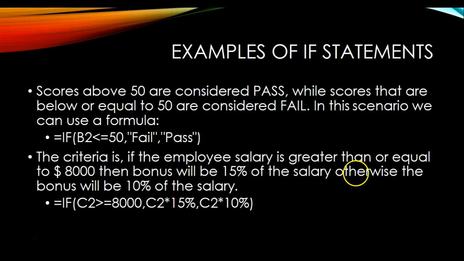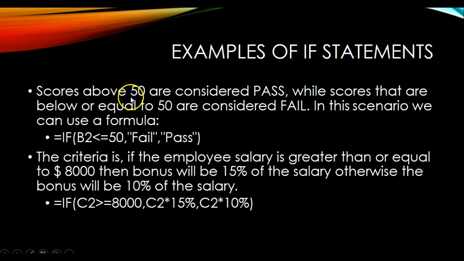All right, so here are some examples. The scores above 50 are considered pass, while scores that are below 50 are considered fail. So we can use this scenario right here. Where it says equals IF open parentheses, this is the same for every single IF statement you will ever write. That does not ever change. B2 is just a cell reference that I randomly chose. B2 is your cell reference, less than or equal to 50.